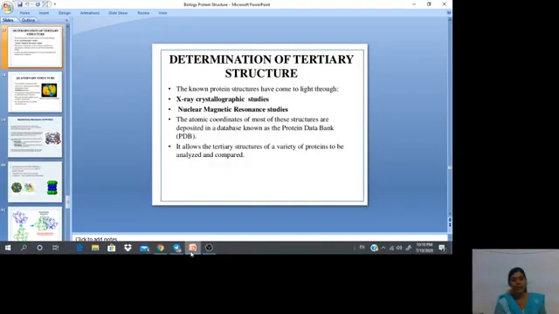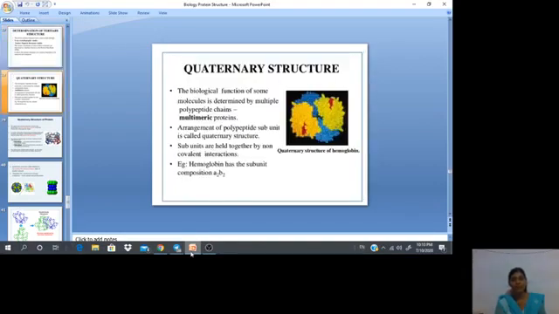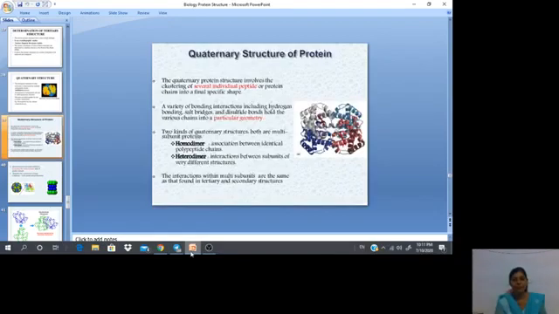This structure can be determined by X-ray crystallographic studies and nuclear magnetic resonance studies. Now, the quaternary structure. The biological function of some molecules is determined by multiple polypeptide chains, as shown in this figure. These are multimeric proteins. An example is hemoglobin, which is found in our blood. Quaternary structure of protein involves the clustering of several individual polypeptide or protein chains into the final specific shape. A variety of bonding interactions including hydrogen bonding, salt bridges, and disulfide bonds hold the various chains in a particular geometry.